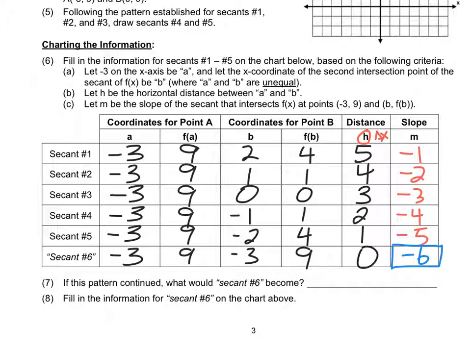All right, so the follow-up question, and this is where the startling realization will happen. It says, if the pattern continued, what would secant 6 become? Well, we know numerically what it would become, but what physically would it be? The secant line becomes a... Oh, what? Well, they're all straight lines.